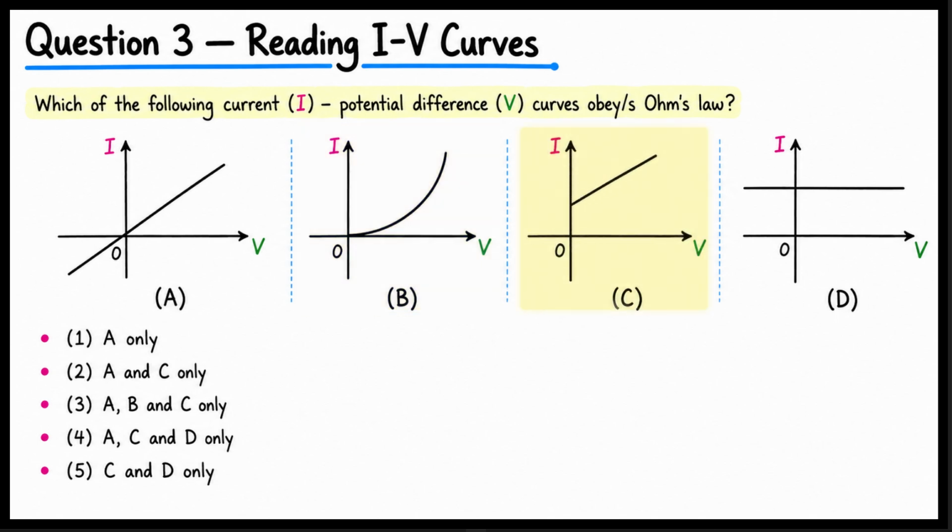V equals IR for a passive conductor. Rearranged, I equals V divided by R, which is a straight line through the origin with slope 1 over R. That gives 2 conditions. The line must be straight, R constant, and it must pass through the origin. V equals 0 implies I equals 0. Every deviation from these two conditions is a sign that the device is doing something non-ohmic.